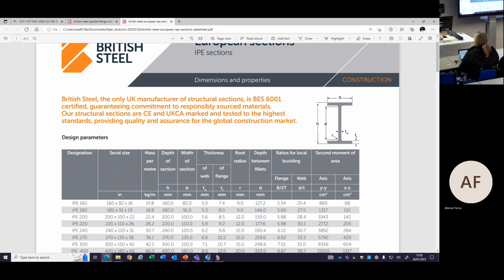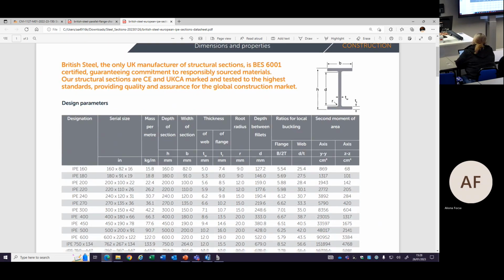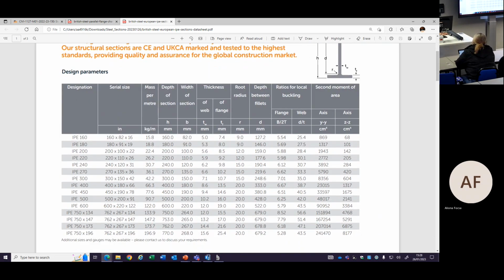And so the ratios for local buckling. This is something we will talk about next week. We'll see what it means. Second moment of area, the I factor. Remember, we had I in structural mechanics. This is the I factor for the axis YY or ZZ.